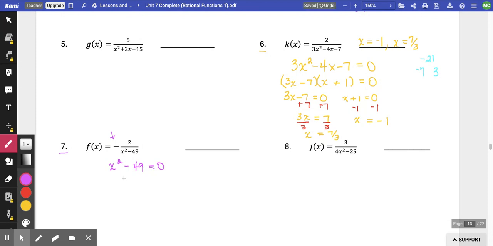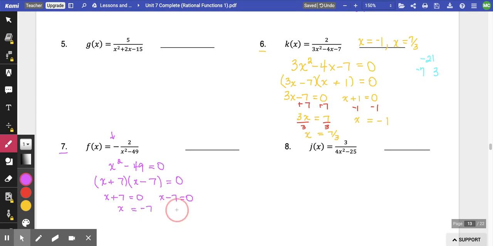Now again, this one is quadratic, and this one's a special factoring pattern. This is what we call a difference of squares. Now the difference of squares always factors into conjugate pairs. So that means it's going to be the square root of the first term plus the square root of the second term, and the square root of the first term minus the square root of the second term. Then I can take each of those factors and set them equal to 0. And then solve using algebra.